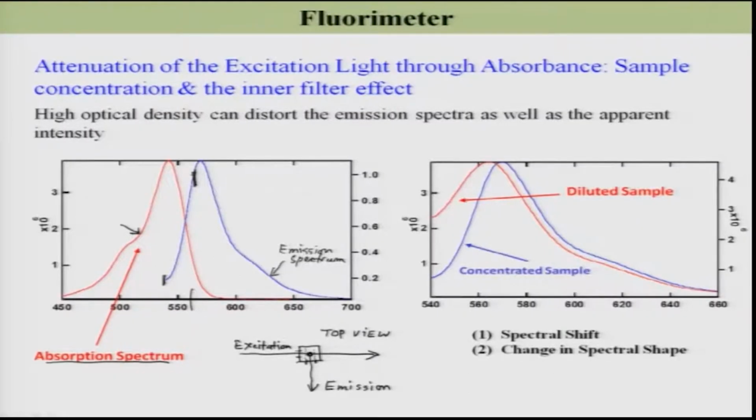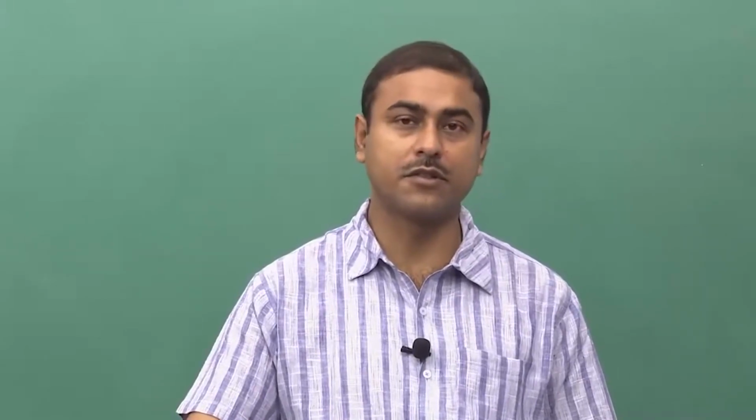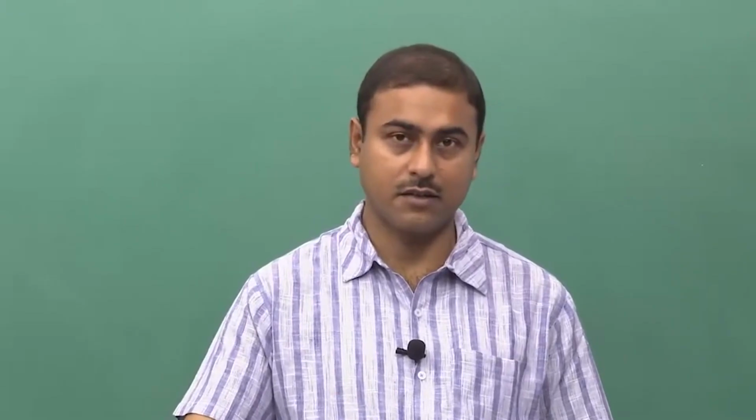So, the best way to do that is a dilution experiment. Suppose you have taken the emission spectra with 10 micromolar, you take the emission spectra with 5 micromolar, 2 micromolar. If they are the same, then obviously there is not much reabsorption of the emitted photon, and you will be able to surely tell that okay, my emission spectra in this region is correct, no problem, right.